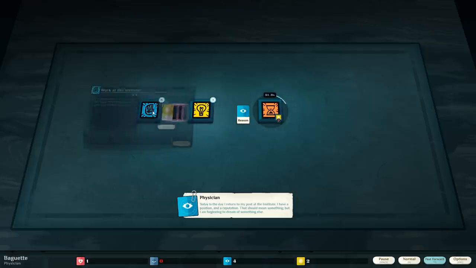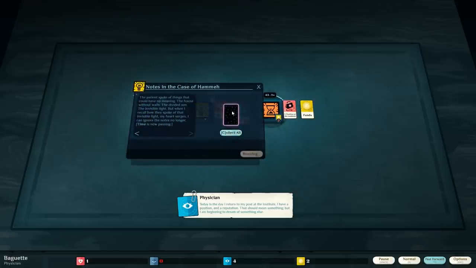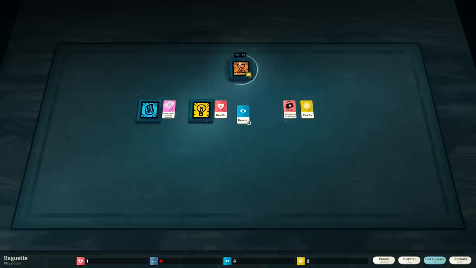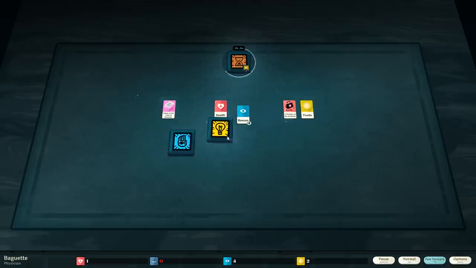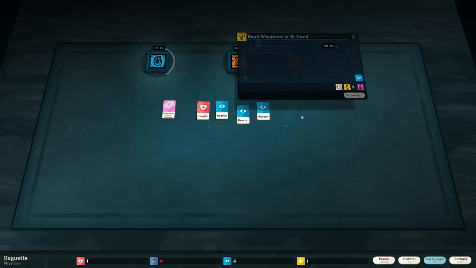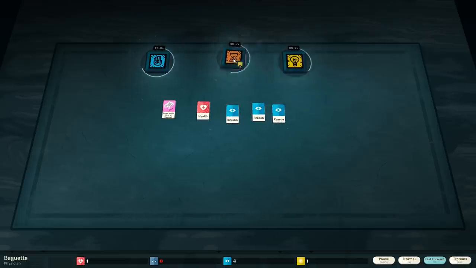I'm going to be Baguette, the physician who actually treated Hammeh in his ailing days. The patient spoke of things that could have no meaning, but when I recall what they spoke of, my heart surges, I can ignore the notes no longer, and thus begins the cycle again. So you see, I have my job. Now, my physician's job is well paid, but because I'm working at an asylum. Can you see that I start with four reason here? So I am a rational person who's very much able to deploy a lot of reason, but it'll be harder for me to get things like passion in this playthrough.